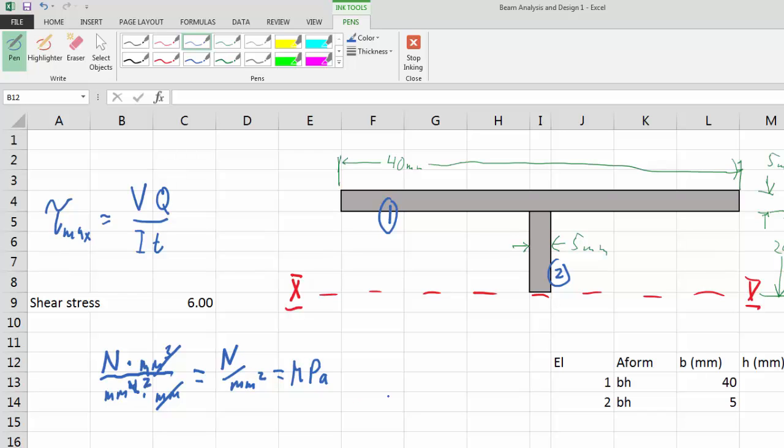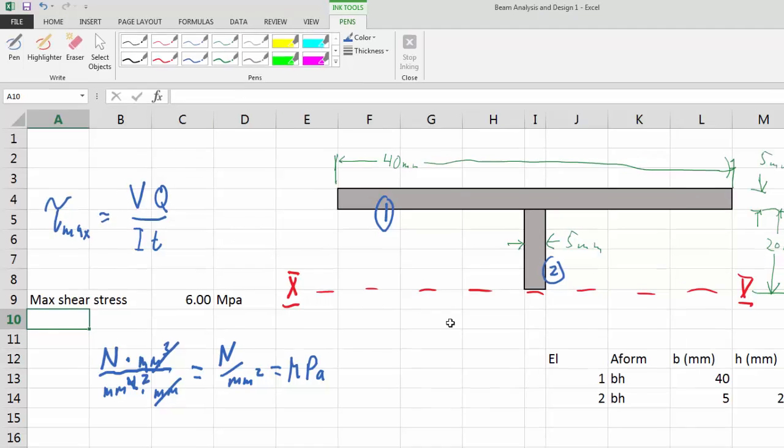So if you remember from some of the previous videos, I said keep things in the millimeters, and this is why. We don't have to mess around. We can do a lot of cancellations and we end up with newtons per square millimeter, and it saves you a lot of trouble to remember that that's a megapascal. So our maximum shear stress is 6.00 megapascals, and that's assumed to be at the neutral axis here.